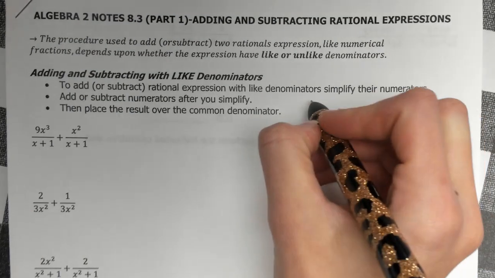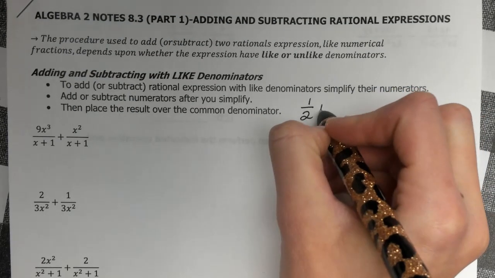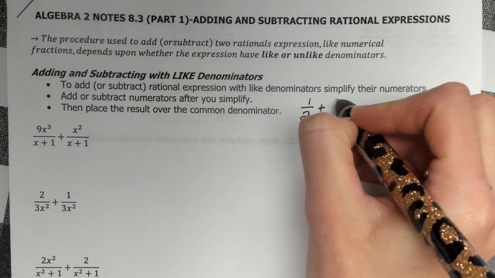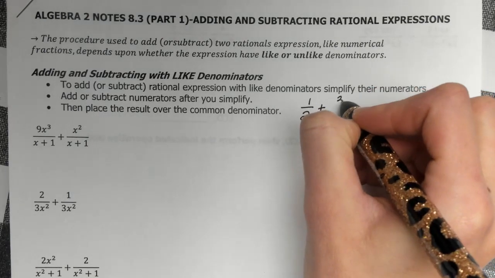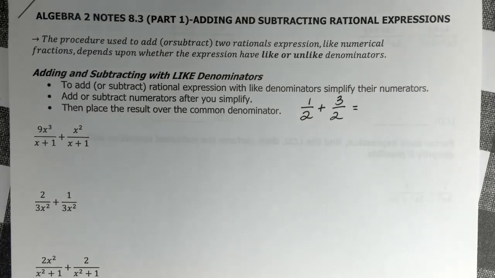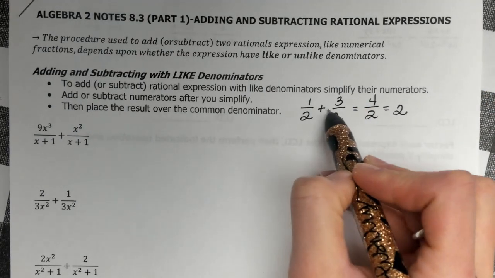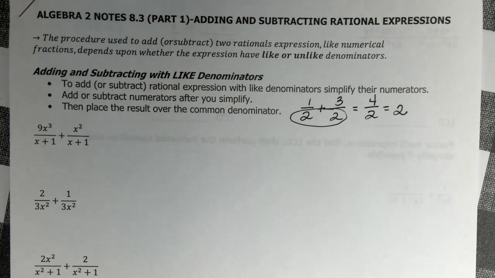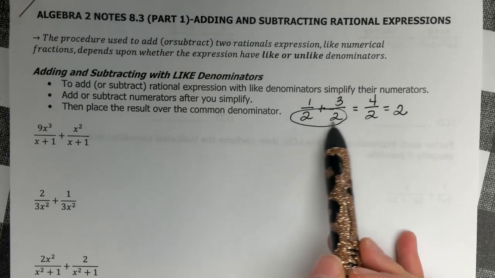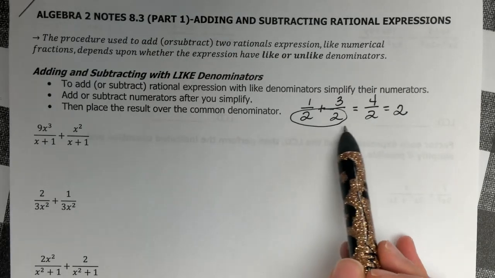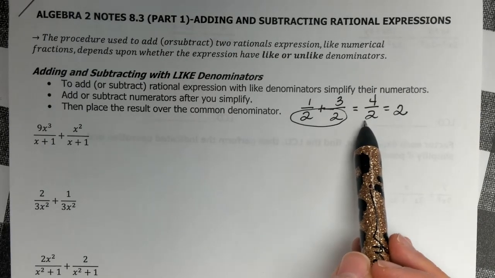So just an example, if I have 1/2 plus 3/2, I could add those because they both have a denominator of 2, and that would become 4/2, which is 2. Okay, so I can do that because of my denominators, and then I just add my numerators. So the same concept, that denominator does not change. Okay, I don't add 2 plus 2 to give me 4 for the denominator.